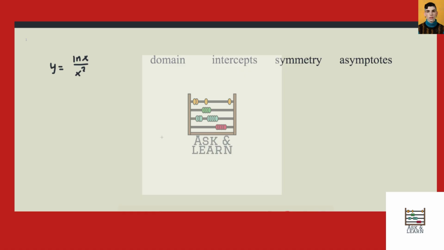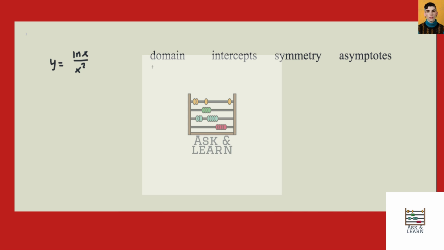So the domain for this function is x greater than 0, because we can't have 0 in the denominator, and we can't have negative numbers because of the numerator. Intercepts: (1, 0). Symmetry: none. Asymptotes: we have one at x equals 0, again because the bottom cannot equal 0.